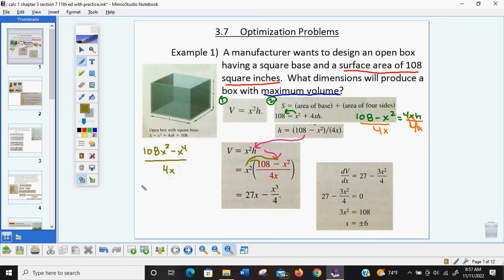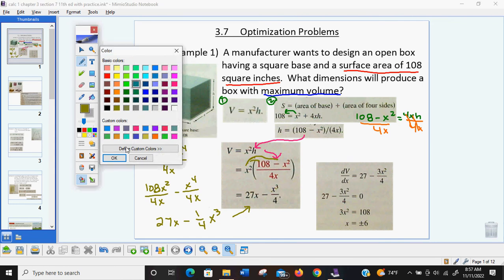Now I can put the 4X under both, so I have 108 X squared over 4X minus X to the 4th over 4X. And that will reduce to 27x minus 1/4 x cubed when we reduce our x's. And that's what they have right here. Okay, they wrote it a tiny bit differently.